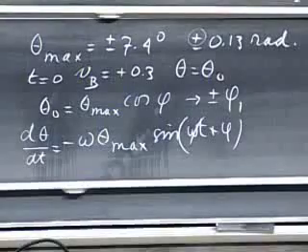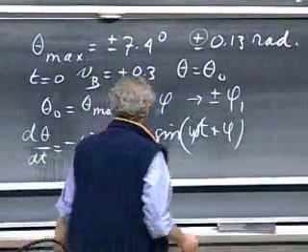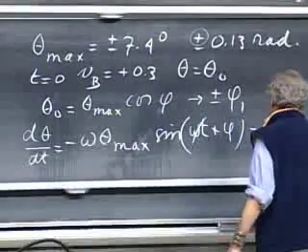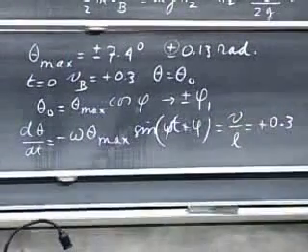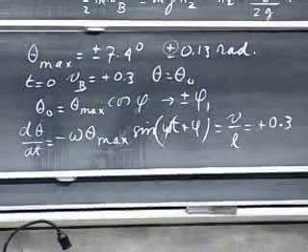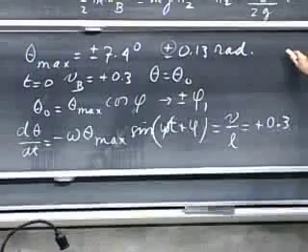What is d theta dt? Well, d theta dt is v divided by L. This is v divided by L, and is therefore plus 0.3. This is plus because at t equals 0, the angle is increasing. So it is plus.